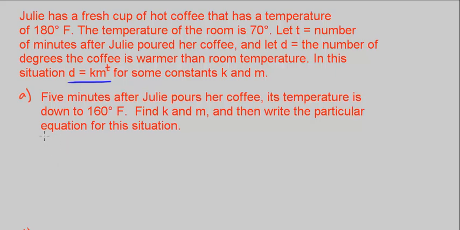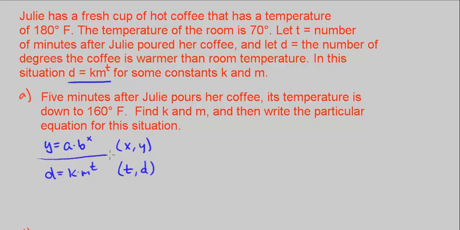Well, 2 of our points, instead of x and y, right? Normally we have y is equal to a times b to the x power. But here we have D is equal to K times m to the t power. So instead of x and y, we have t and d. So instead of x comma y, we have our form D is equal to K times m to the power of t, and we have t comma d, right? This is what we have here.